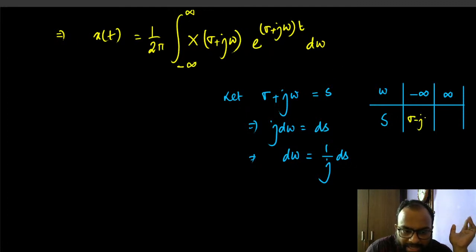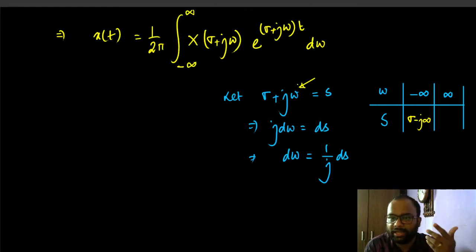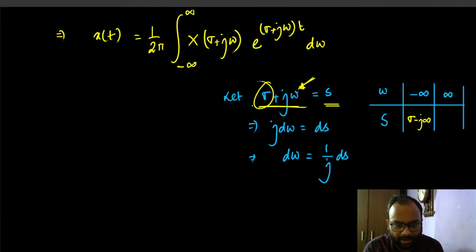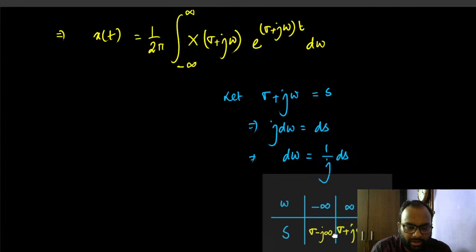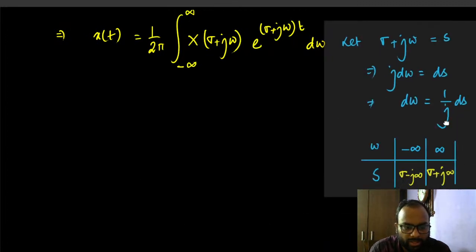The result is sigma minus j infinity, because whatever value of sigma I have here is only changing the imaginary part of this complex number. s is a complex number. Whatever value of omega I have is only changing the imaginary part. It is not affecting the real part. So the value of s starts from sigma minus j infinity, and when omega is infinity, this is sigma plus j infinity. So the limits are like this. Keep that in mind, because these are the modified limits that we're going to put in this.